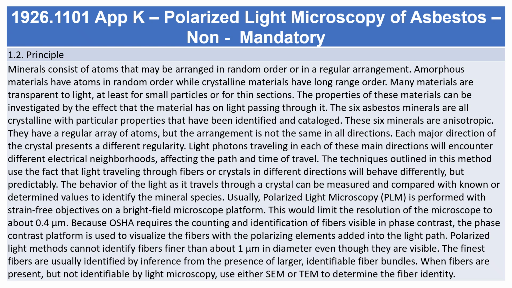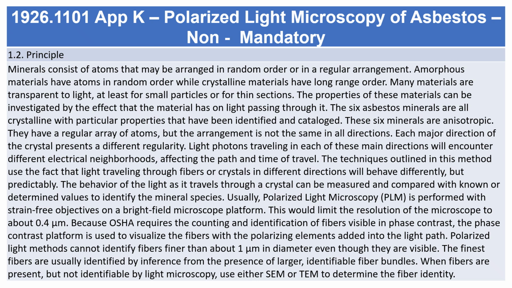They have a regular array of atoms, but the arrangement is not the same in all directions. Each major direction of the crystal presents a different regularity. Light photons traveling in each of these main directions will encounter different electrical neighborhoods, affecting the path and time of travel. The techniques outlined in this method use the fact that light traveling through fibers or crystals in different directions will behave differently, but predictably. The behavior of the light as it travels through a crystal can be measured and compared with known or determined values to identify the mineral species.